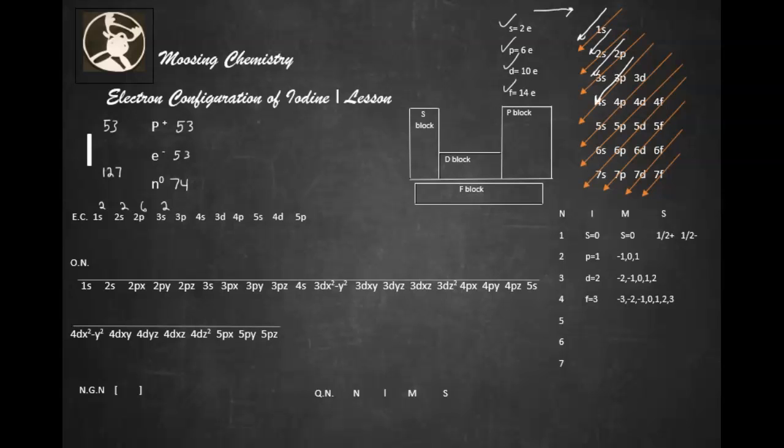3p6, 4s2, 3d10, 4p6, and 5s2. 4d10 and 5p5. All right, we're almost there.